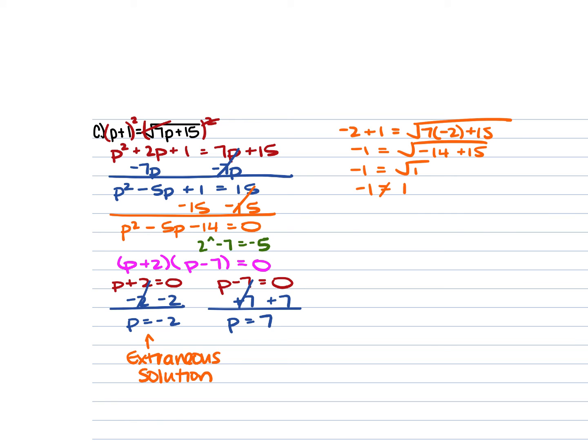Check the 7 also. So 7 plus 1 is equal to the square root of 7 times 7 plus 15. 7 plus 1 is 8. 7 times 7 is 49. 49 plus 15 gives us 64. The square root of 64 is 8. 8 is equal to 8. So this one is an actual solution. So you have p is equal to 7 and an extraneous solution of p is equal to negative 2.